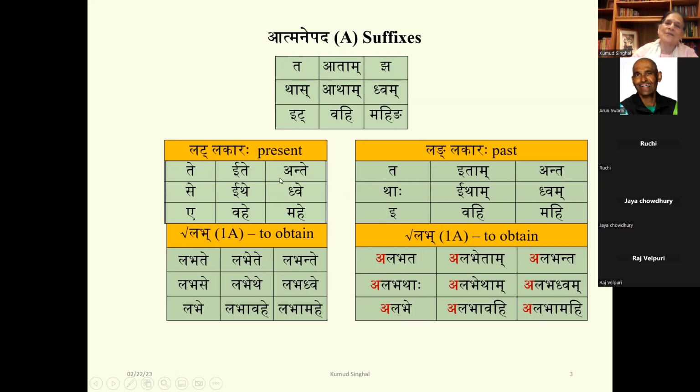As Raj was saying, there are too many, and slowly with time, you will be able to recognize them. The past tense atmanepada conjugation is alabhata, alabhetam. There is a guna sandhi here because of these e's, so alabhetam, alabhanta, and so on. So this is the past tense conjugation of the dhatu labh, which is an atmanepada dhatu.